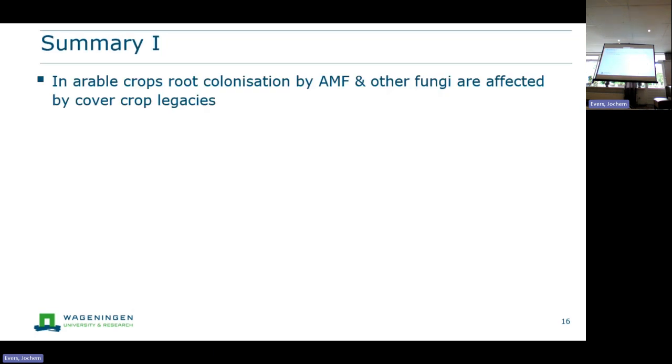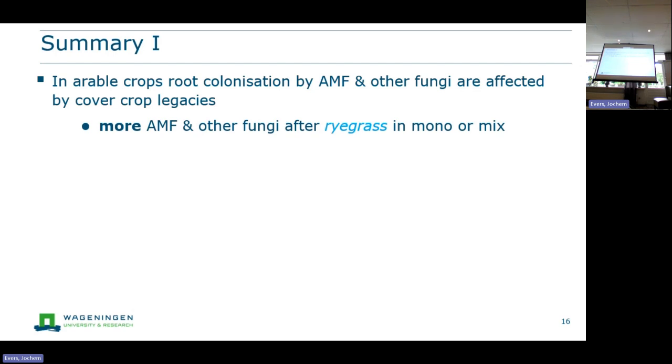So the summary of the first part is that in these arable crops, the root colonization in the main crops is mostly dependent on the legacy of the preceding cover crops, both for mycorrhiza and for other fungi inside these roots. So we get more arbuscular mycorrhizal fungi and also more other types of fungi in the roots of these main crops after ryegrass, whether it was grown in monoculture or mix, no difference.